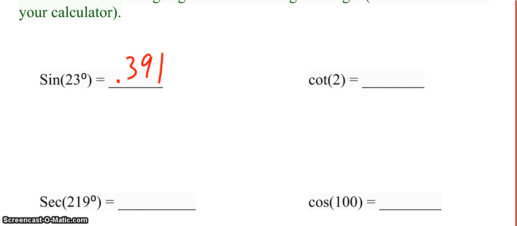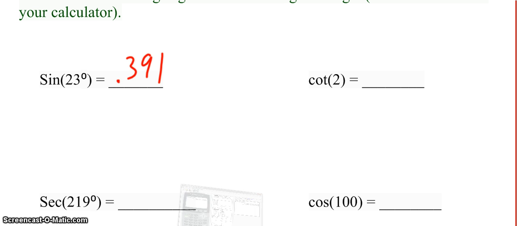Cotangent of 2. How are we going to do that? Well, we have to think a little bit about this. First, 2, that's radians. How do I know it's radians? Because there's no degree symbol. And remember we talked about the other day, if we don't see a degree symbol, then it is implied that that is radians. Unless we're told otherwise, we're going to assume it's radians.